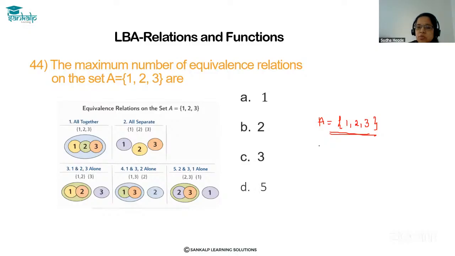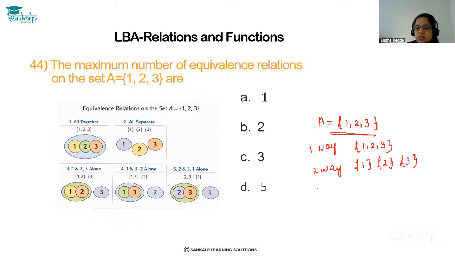The first way is {1, 2, 3}, the whole set. Second way, you can take singleton sets. If you take the intersection, it is empty. If you take the union of all three, you will get A. So this is the second possibility.